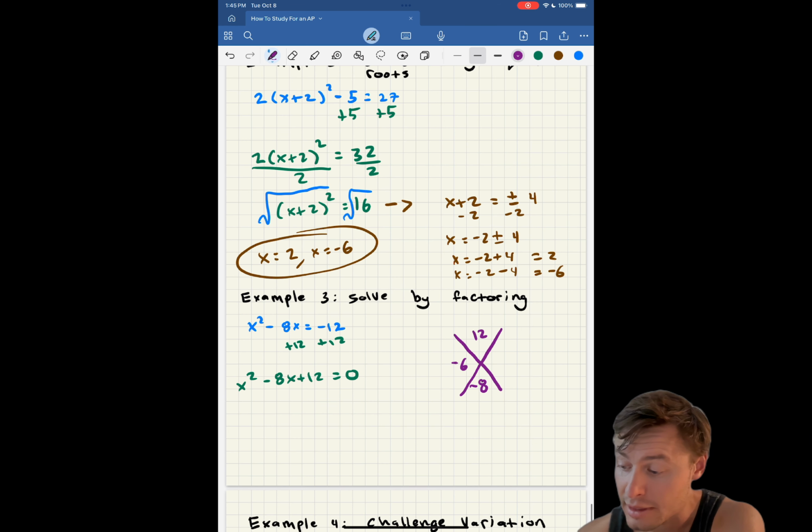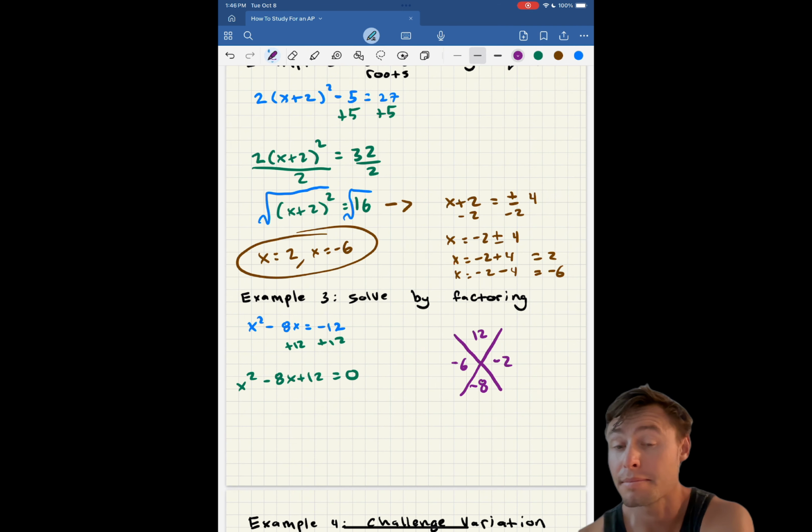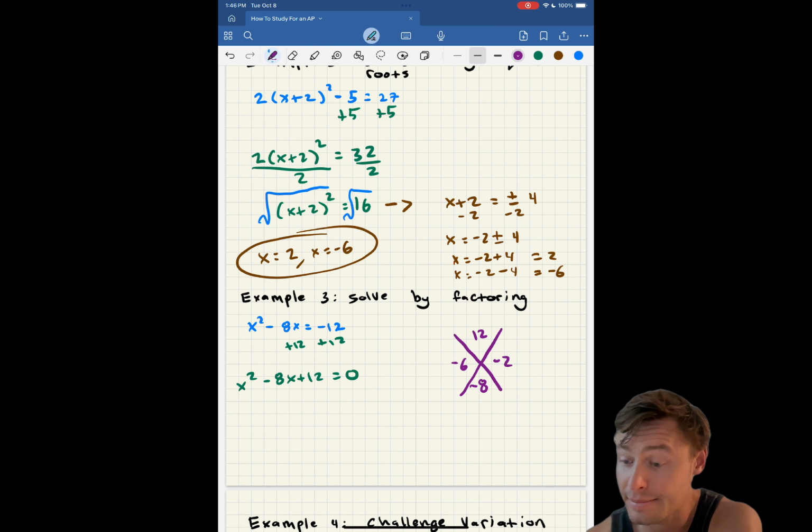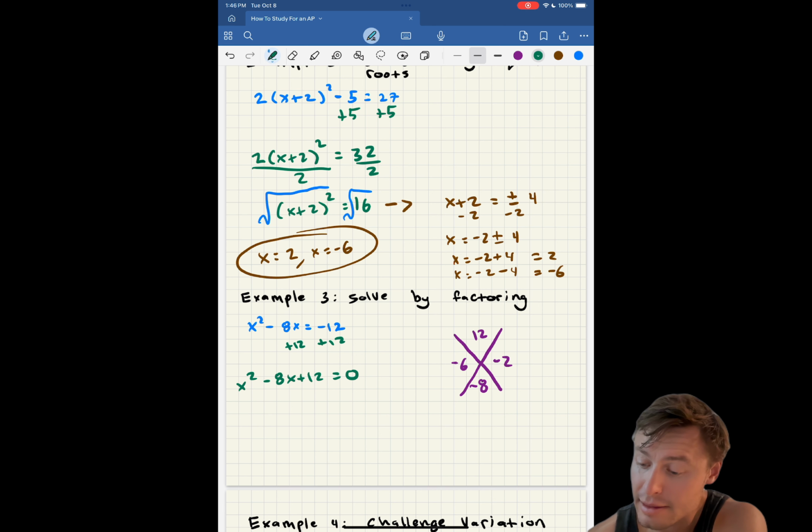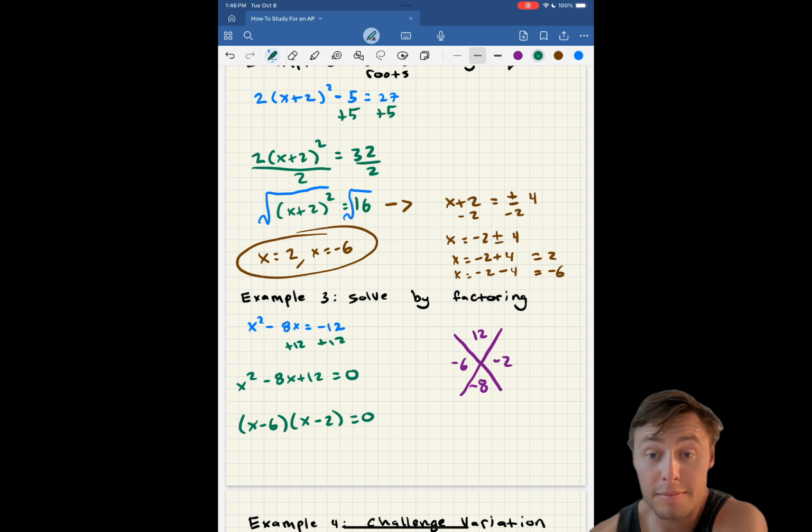So that would be -6 and -2, and that's because -6 times -2 is 12, but -6 plus -2 is -8. Okay, so from here, you can say that this trinomial in green becomes the factored set of binomials (x - 6)(x - 2). Okay, how did I get that? All I did was I took a set of parentheses and I put x and then whatever number I got on the left, x, and then whatever number I got on the right.